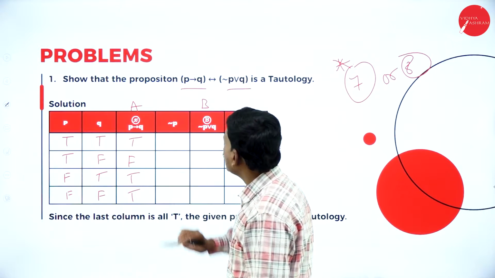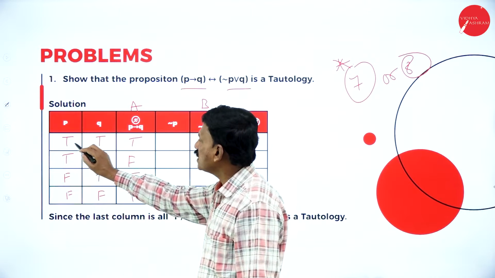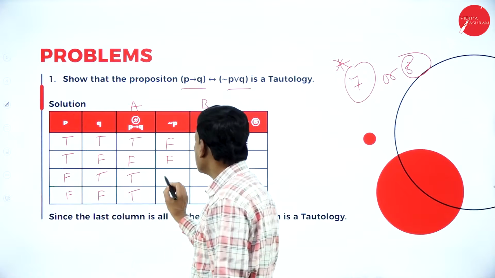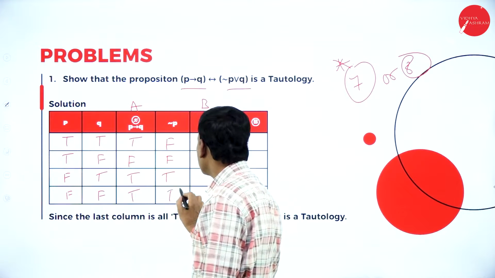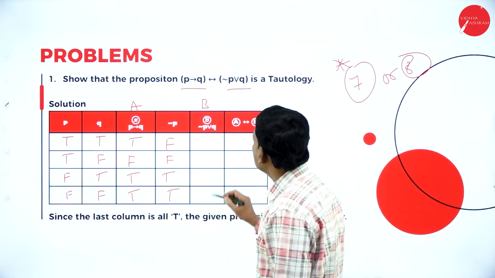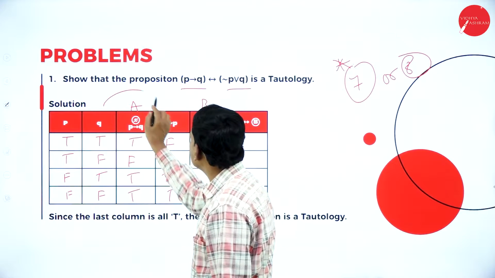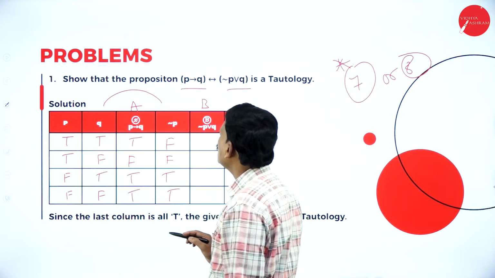Now, let us come to the negation of P. Negation of T is F, negation of T is F, negation of F is T, negation of F is T. Then write down the disjunction for negation P and Q, the disjunction for these two, negation P and Q.